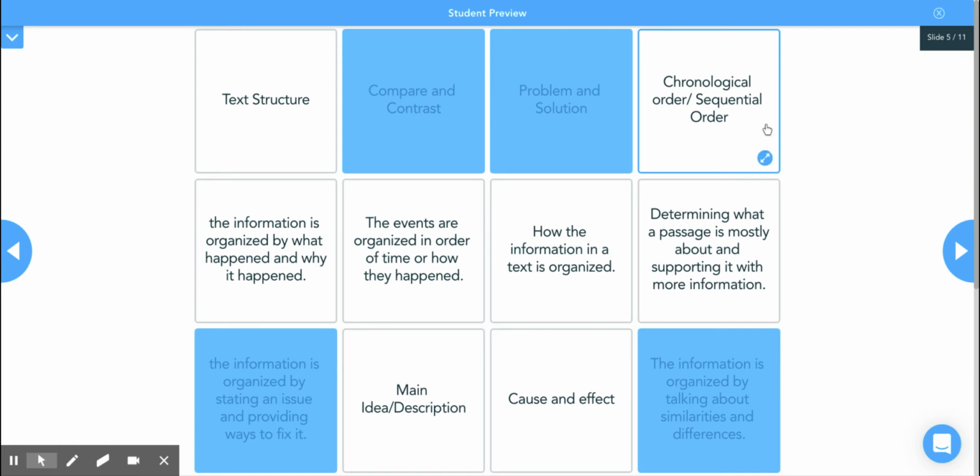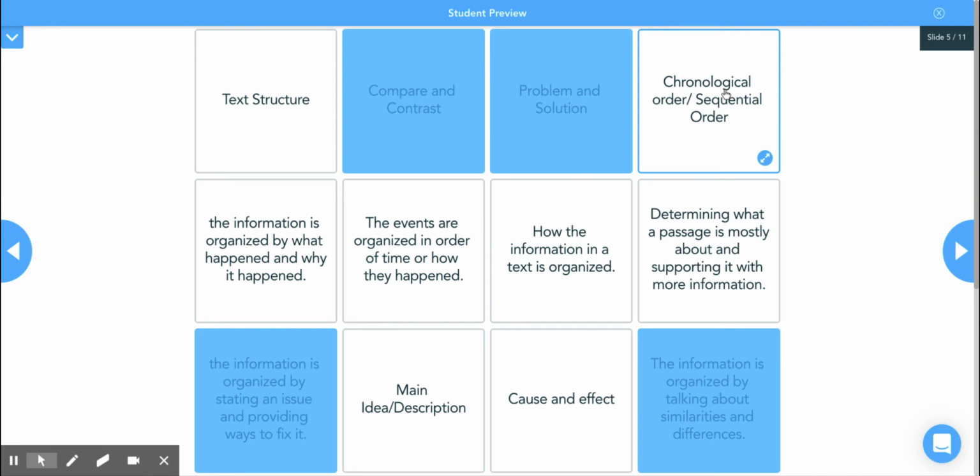The next one is chronological order or sequential order. These two are the exact same thing. They just have 2 different names. Don't let it confuse you. Sometimes you'll even hear people say chronology. If you look, chronological and chronology have the same root to them, okay?